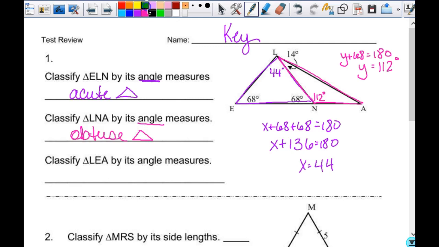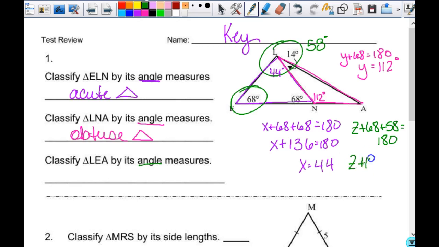Then I'm also going to classify LEA by its angle measures. So LEA is this big one. I know this one's 68. If I add those two together, that's going to give me 58 here. And then I need to figure out this third one. So z plus 68 plus 58 equals 180. So that's 110 and 16, so 126. Z plus 126 equals 180. So z equals 54 degrees. So this is 54 degrees.